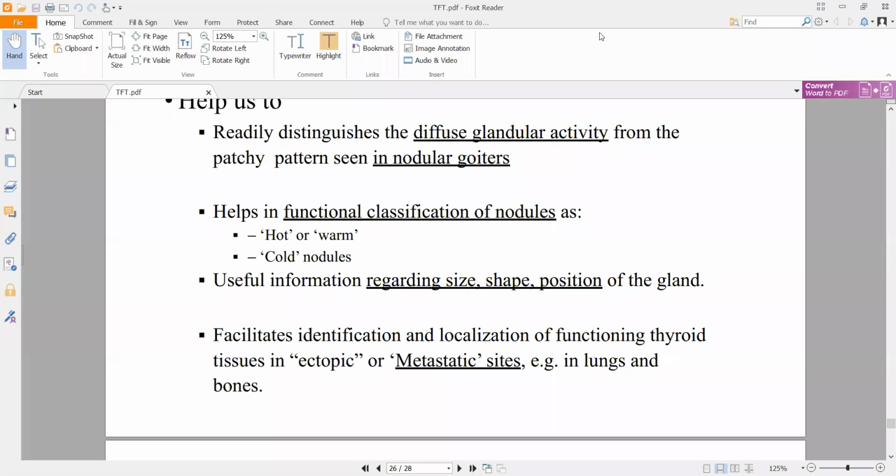How many people are present today? 20. Okay, surprising. How did 20 come? Are you all unwell?